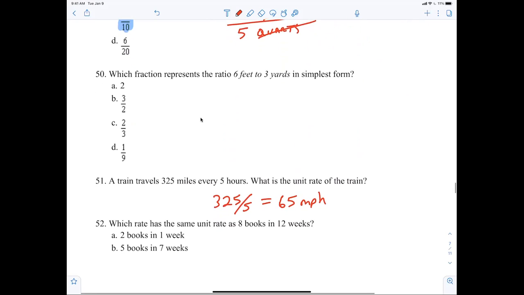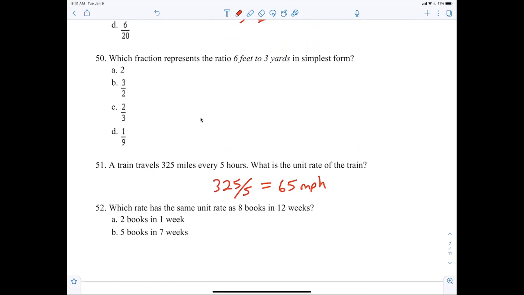Lily, tell me about 50. 6 feet is how many yards? Do you know how many feet in a yard? Well, let's look it up real quick. Yes, I agree. 3 feet equals 1 yard. So if you have 6 feet, how many yards? 2. That's right. So 2 yards to 3 yards. Do you see how we did that now? And then the yards cancel.